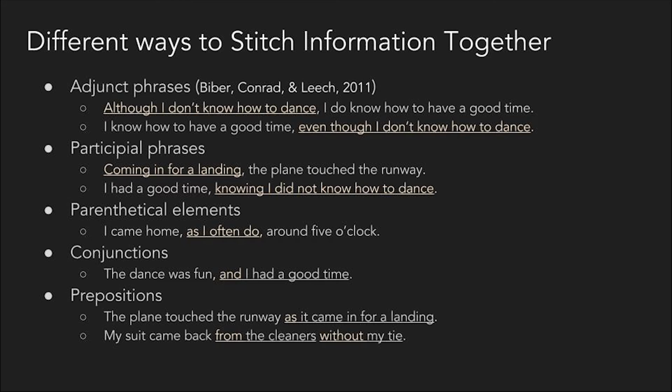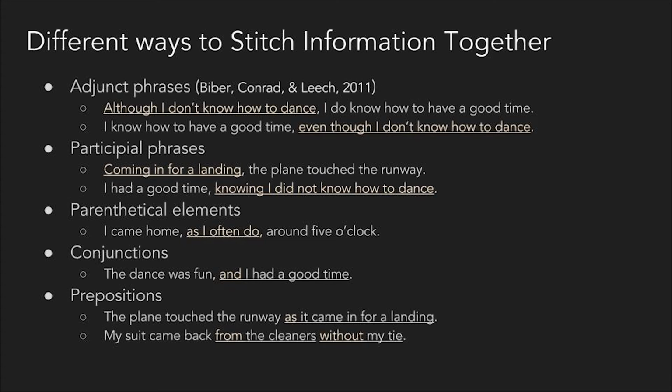Look at this first sentence. Although I don't know how to dance, I do know how to have a good time. The dependent element here is an adjunct phrase, meaning we can move it around to other places in the sentence without changing a word. That's a handy trick you can use to switch up sentence constructions if you think your writing is getting too repetitive. You can just change the locations of certain dependent elements.